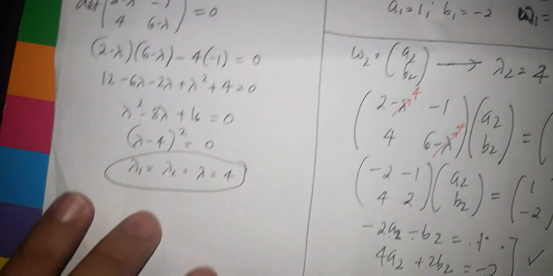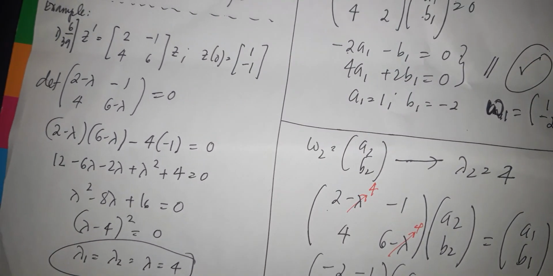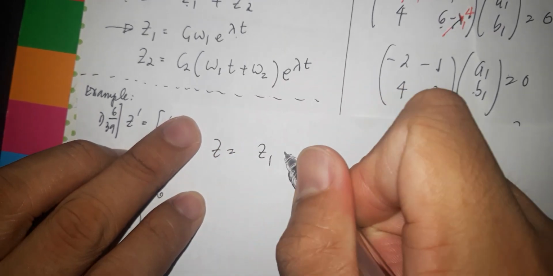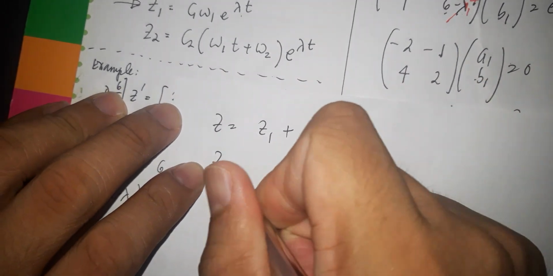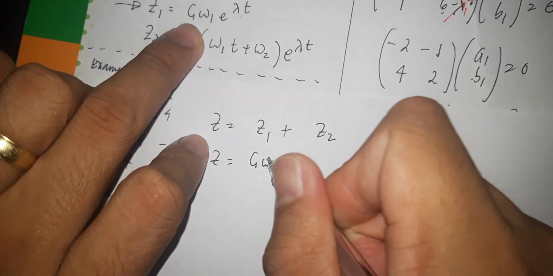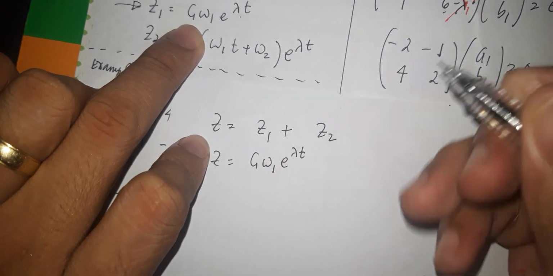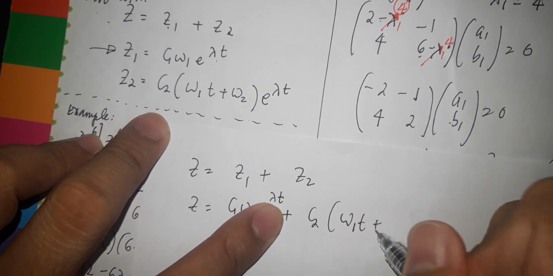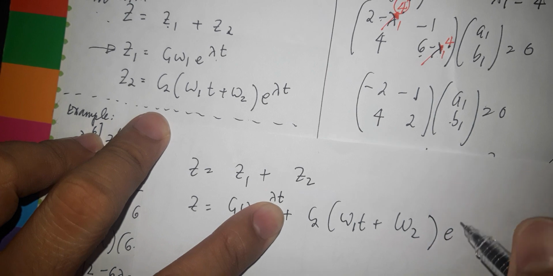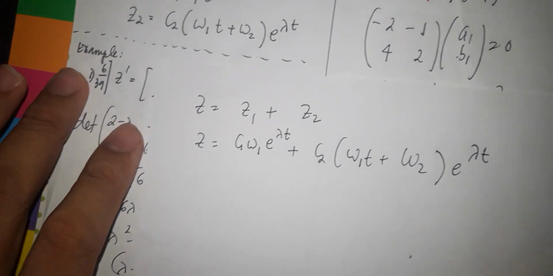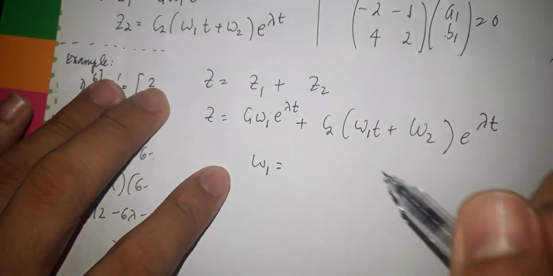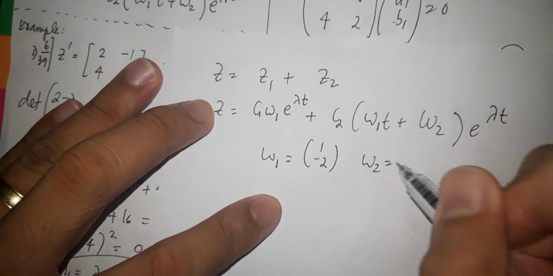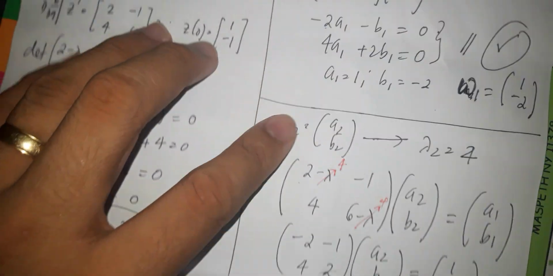Since we now have the values of omega 1 and omega 2, let us get z, which is equal to z1 plus z2. So z is equal to z1, which is c1 omega 1 e to the lambda t, plus z2, which is c2 times omega 1 t plus omega 2, times e raised to lambda of t. Our omega 1 is equal to 1, negative 2, and omega 2 is 1, negative 3.